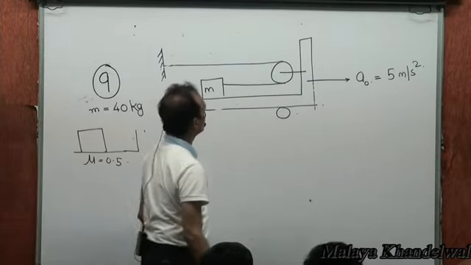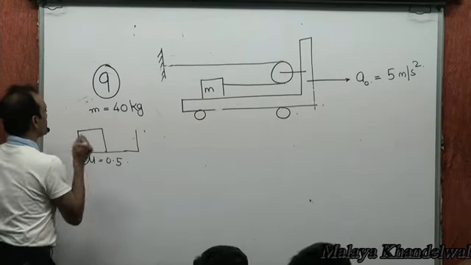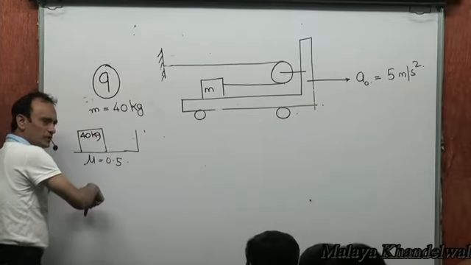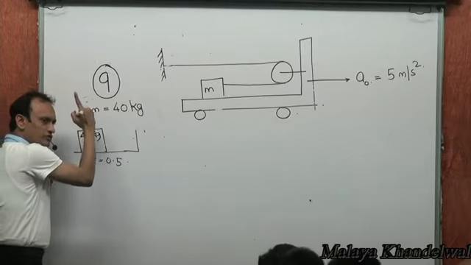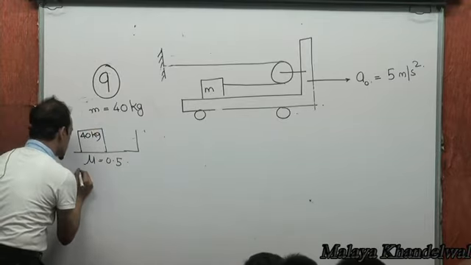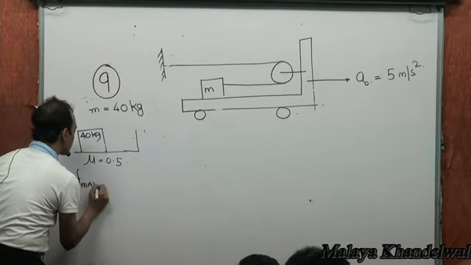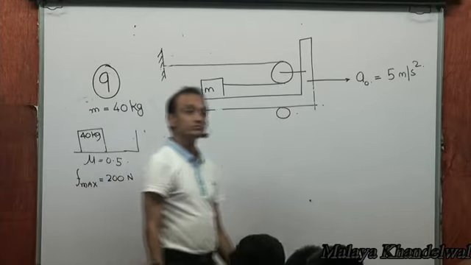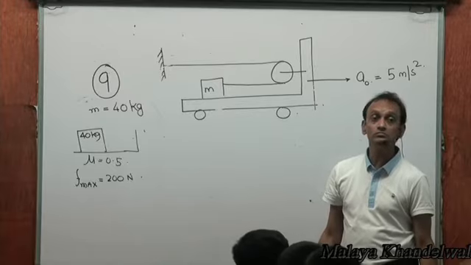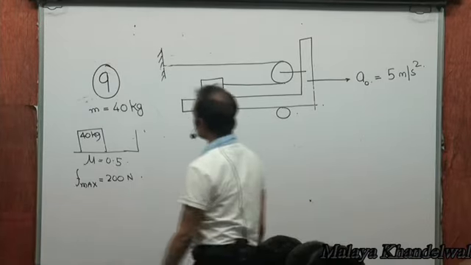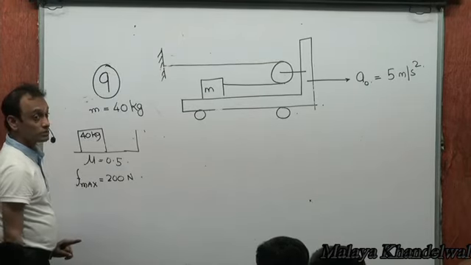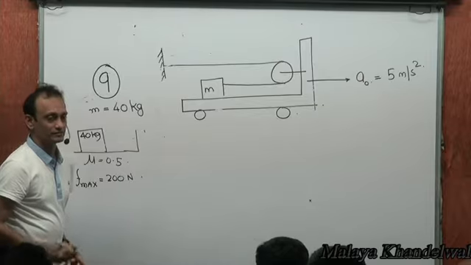First of all, let me find out the maximum static friction between this 40 kg block and the ground. There is 400 newtons downwards. Normal reaction is going to be 400 newtons upwards. So maximum frictional force, F max, is going to be 400 into 0.5, which is 200 newtons. Yes or no? That's a maximum frictional force. Now the question is, how much frictional force is required?